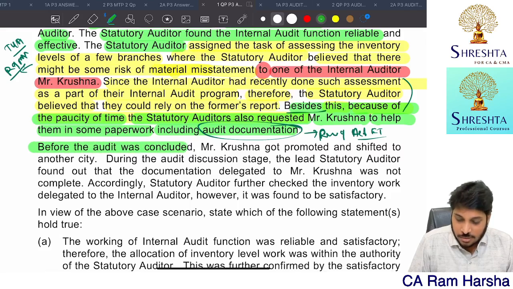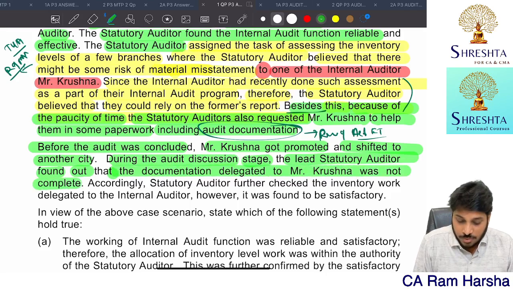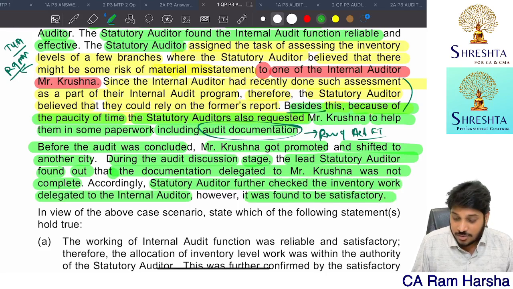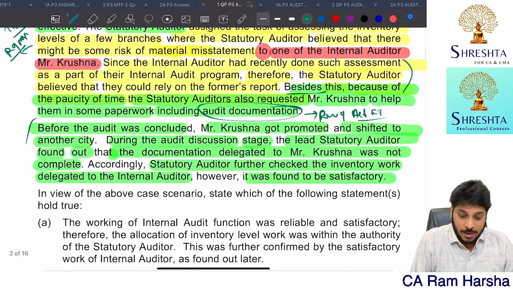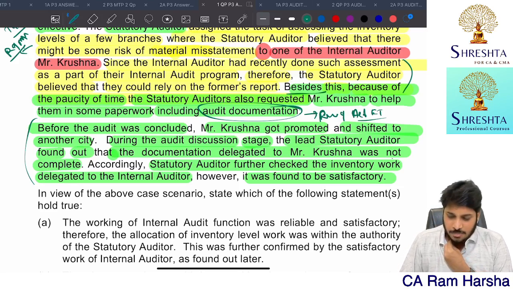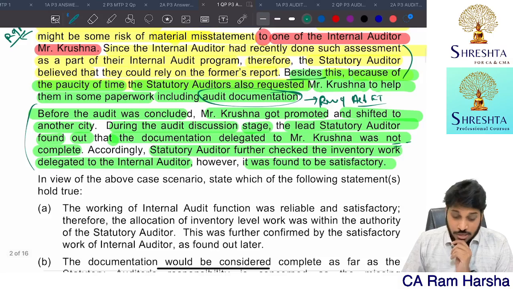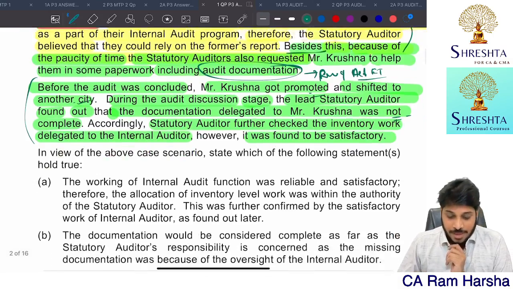Before the audit was concluded, Krishna got promoted and shifted to another city. During the audit discussion stage, the lead statutory auditor found out that the documentation delegated to Krishna was not complete. Accordingly, the statutory auditor further checked the inventory work delegated to the internal auditor. However, it was found to be satisfactory. Okay, so the inventory work delegated to him, he felt it is satisfactory, but the documentation work alone he could not complete, and he left for some other organization. He has been promoted and shifted to another city.